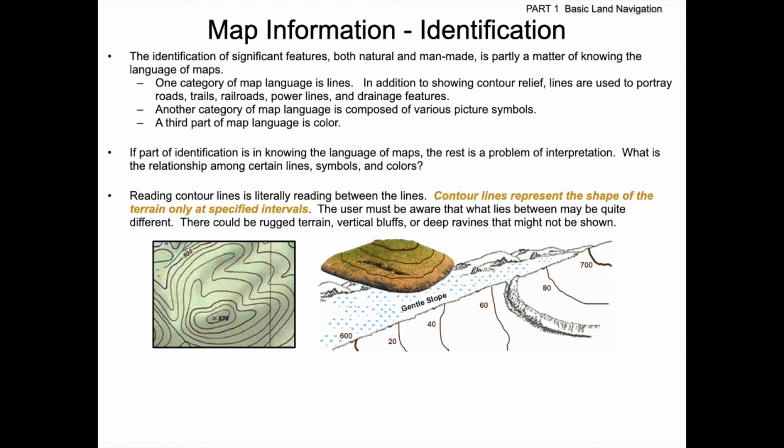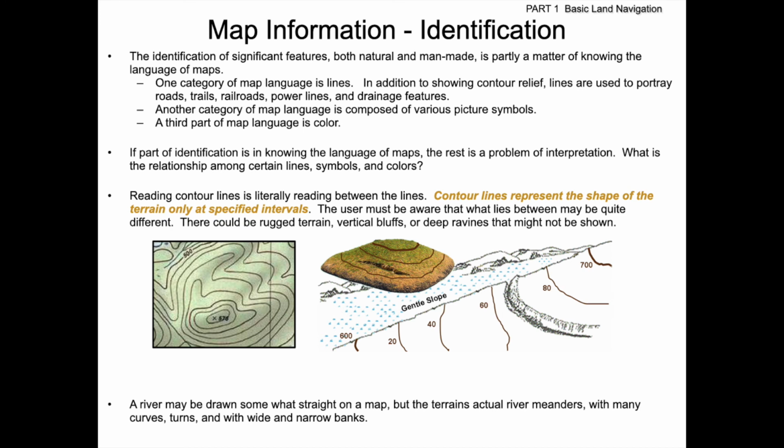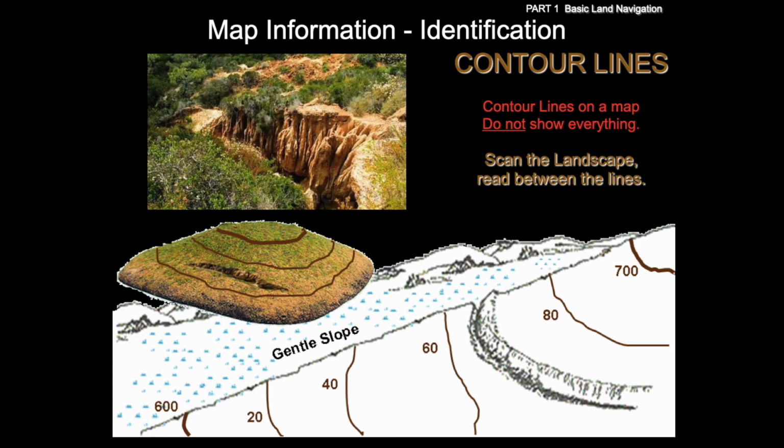Reading contour lines is literally reading between the lines. Contour lines represent the shape of the terrain only at specific intervals. The user must be aware what lies between may be quite different. There could be rugged terrain, vertical bluffs, or deep ravines that might not be shown. A river may be drawn somewhat straight on the map, but the terrain's actual river meanders, with many curves, turns, and wide and narrow banks. And of course, contour lines on a map do not show you everything. Scan the landscape between the lines.